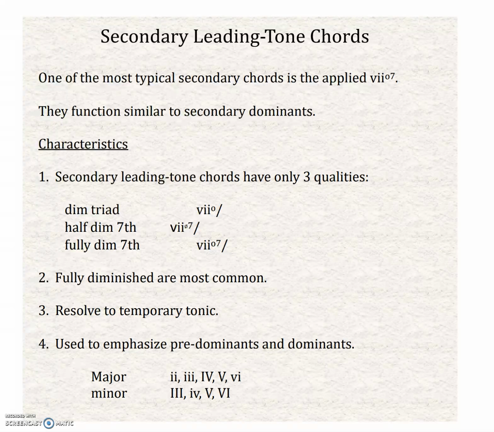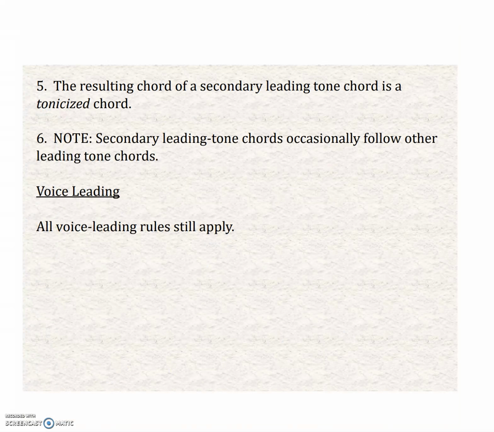They're also going to resolve to the temporary tonic. Again, the root of a 7/7 chord is the leading tone, so it's going to go up. And if we've created a new leading tone, that is going to resolve up. The 7th is going to resolve down. And they're going to emphasize predominance and dominance exactly the way secondary dominants do. Finally, the resulting chord of a secondary leading tone chord is also a tonicized chord.